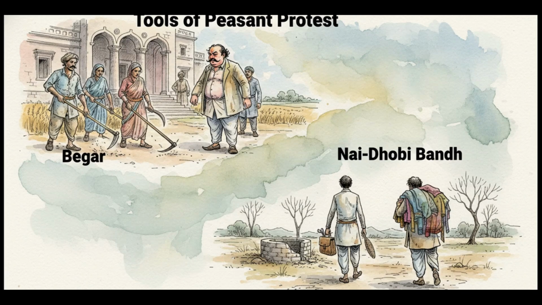In places like Awadh, refusing to perform begar, that's forced unpaid labor, was a direct shot at the heart of the whole feudal system. And they got even more creative with things like the Nai Dobi Bond. This was a social boycott where people like barbers and washermen would just stop providing their services to oppressive landlords, basically cutting them off from the community.